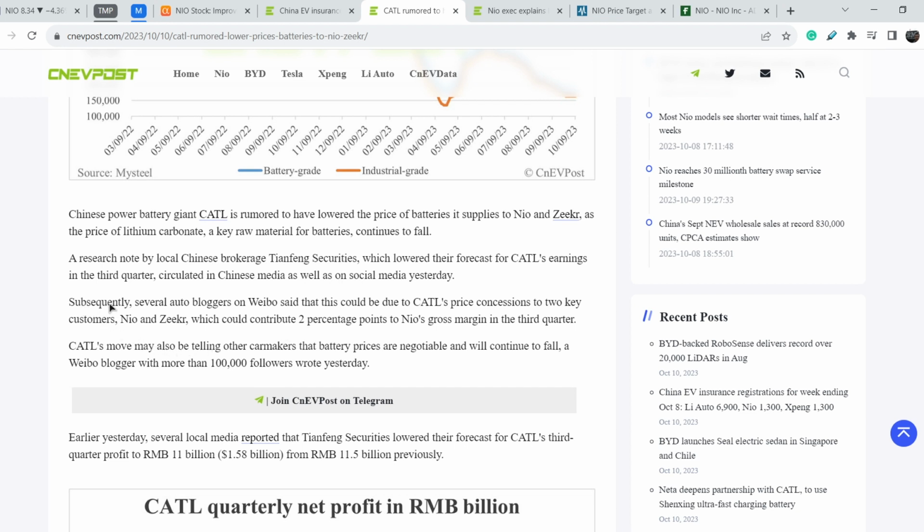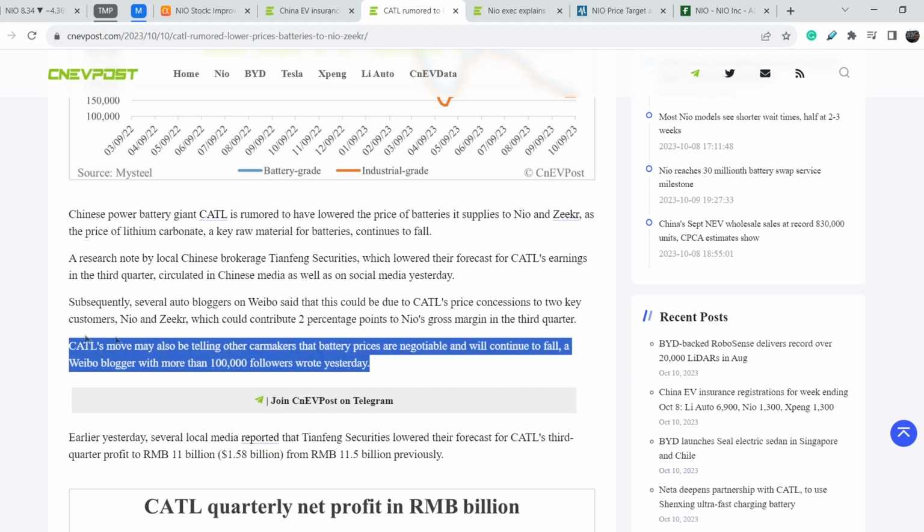Subsequently, several auto bloggers on Weibo said that this could be due to CATL's price concessions to two key customers, NIO and Zeekr, which could contribute 2 percentage points to NIO's gross margin in the third quarter. CATL's move may also be telling other car makers that battery prices are negotiable and will continue to fall, a Weibo blogger with more than 100,000 followers wrote yesterday.